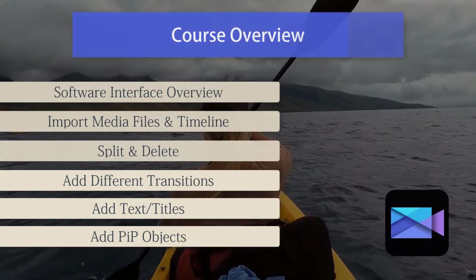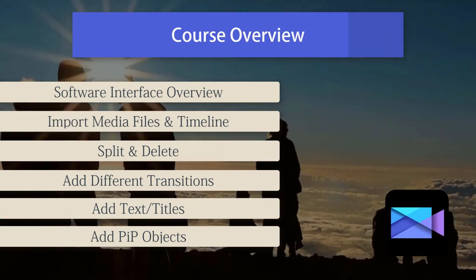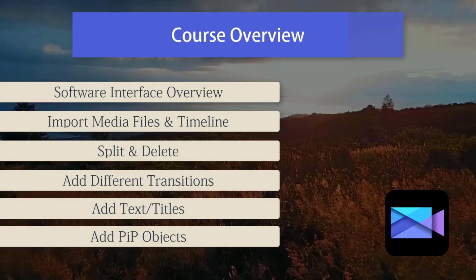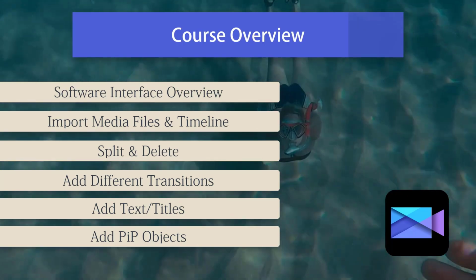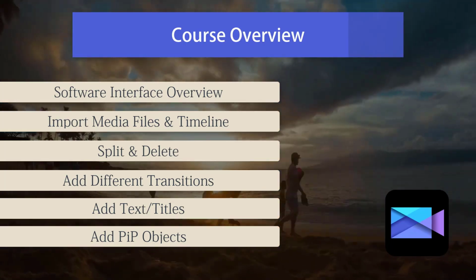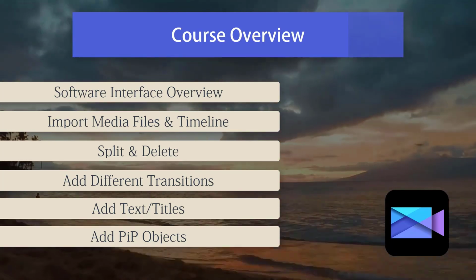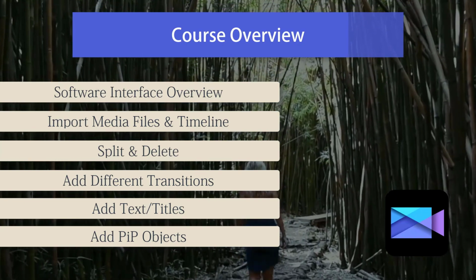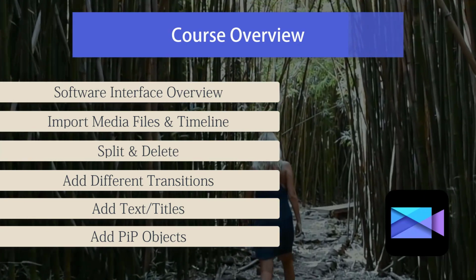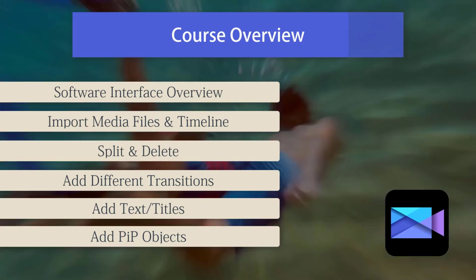Now let's see what we cover in this course. At first, we give you a brief overview of the Cyberlink PowerDirector software interface. Then we learn how to import media files and we talk more about the timeline. After that, we learn how to split and delete unwanted portions from the video, add different types of transition effects in between two or more clips. Also, we learn how to add text titles in video.